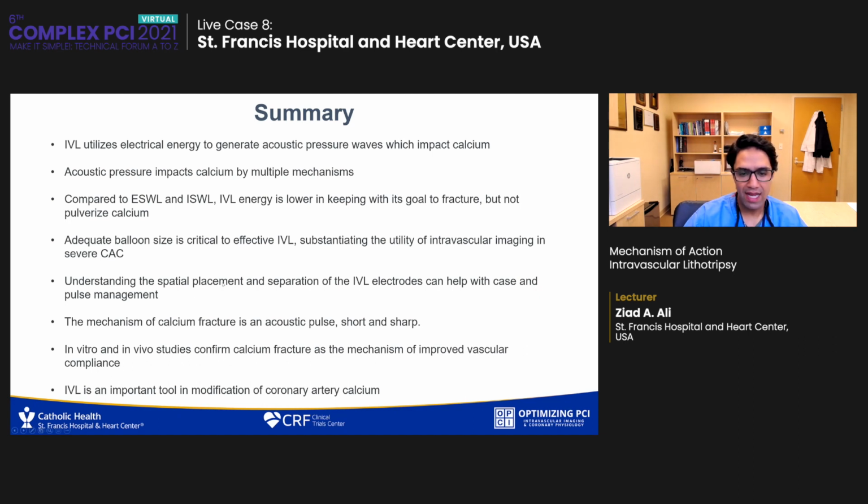You have to understand the spatial placement and separation of the electrodes to help with pulse management. The mechanism of calcium fracture is the acoustic pulse, which is like switching on the light bulb, sharp and short. And in vitro and in vivo studies confirm calcium fracture as a mechanism of improved vascular compliance. So it's clear that IVL is going to be a very important tool in the modification of calcium.